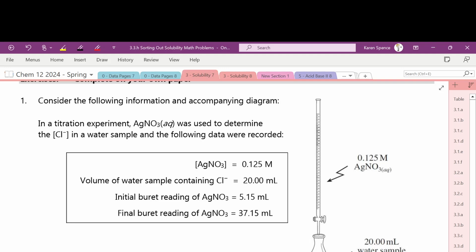Oh, you need an answer key. Yes, absolutely. There we go.